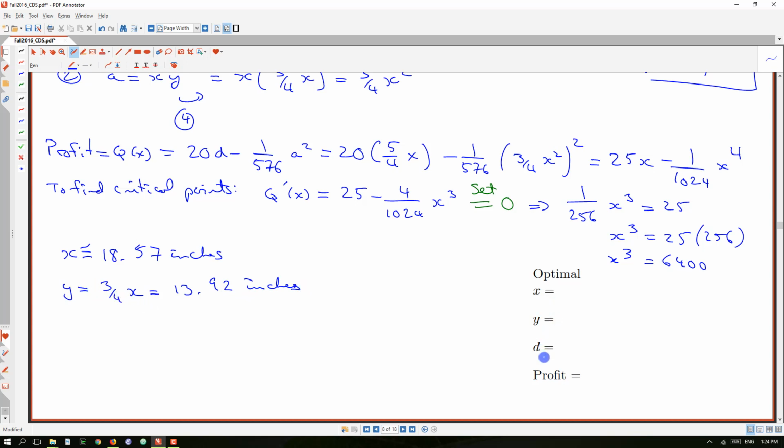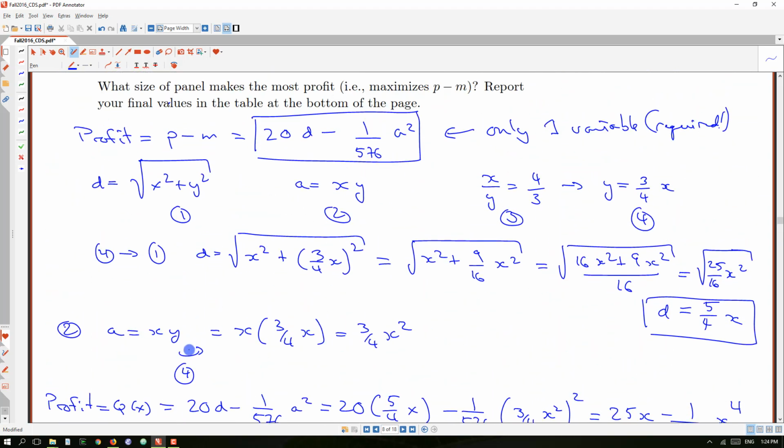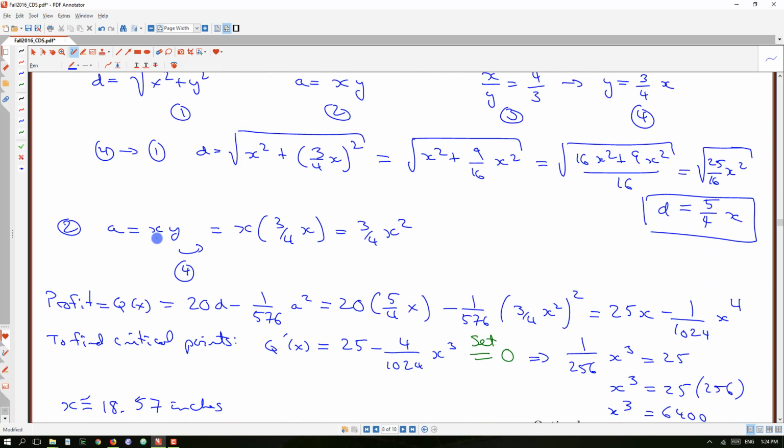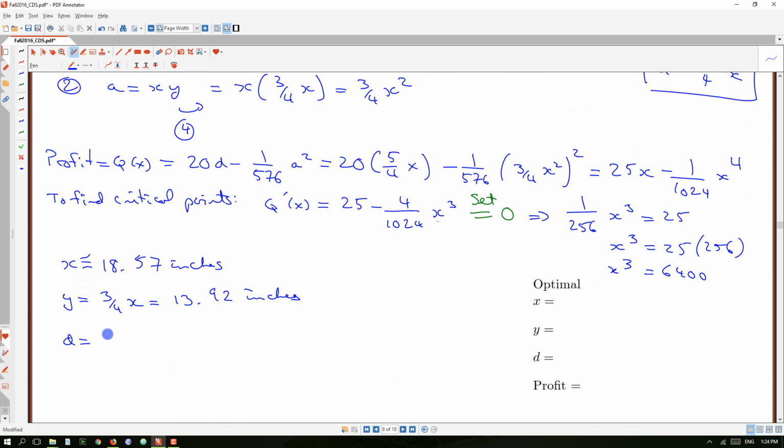Now we were asked to fill in the other blanks here. What's the diagonal? Well, the diagonal, we had a nice simple formula for it. The diagonal is 5/4 of x. That ends up being 23.21 inches.